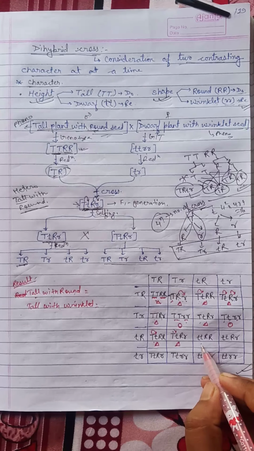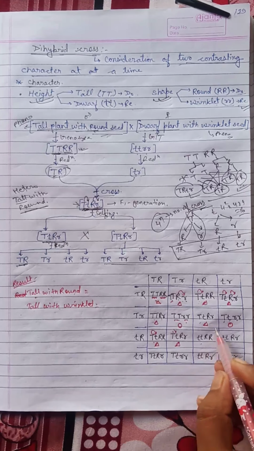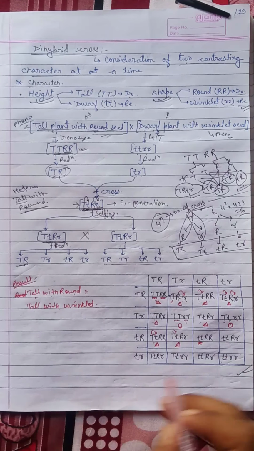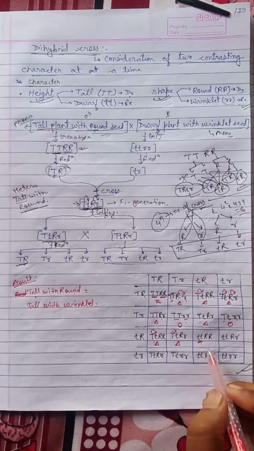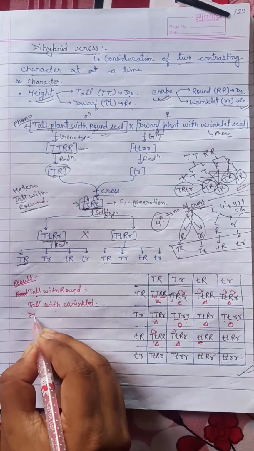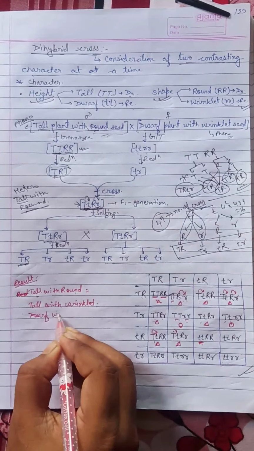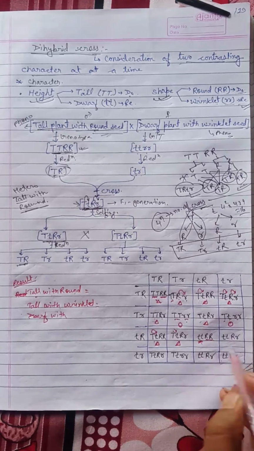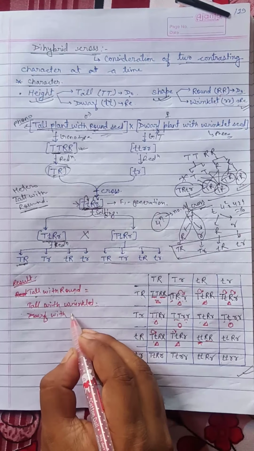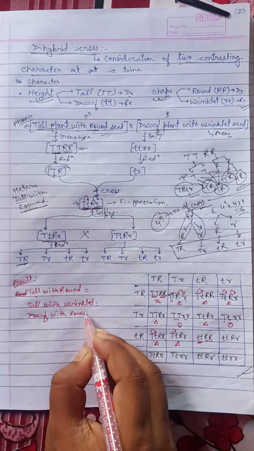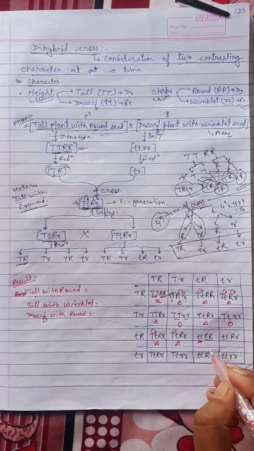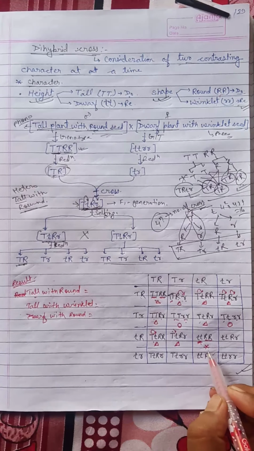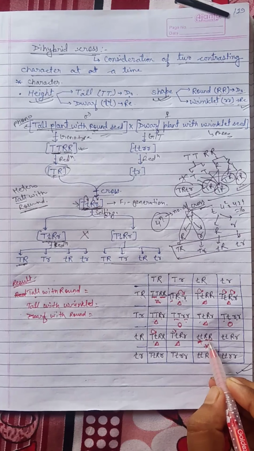This is the different phenotypic ratio from the others, because it is dwarf. Yes, it is dwarf. That means the next one is dwarf with, dwarf with what? It is round, na? It is round. So dwarf with round. And here we can represent it with a star. Okay, so it is dwarf with round.